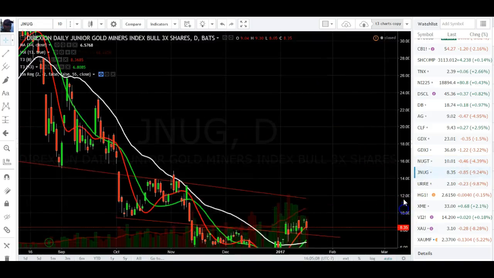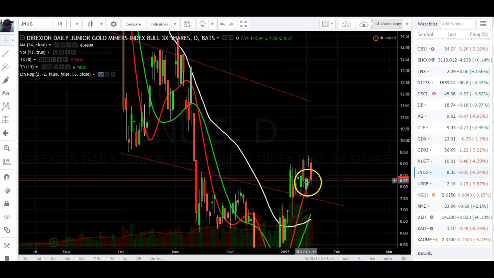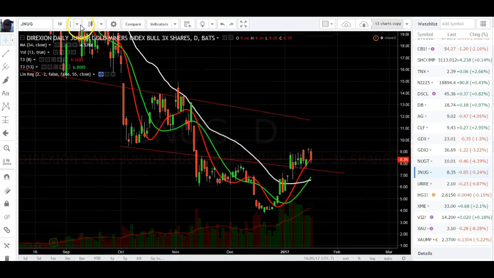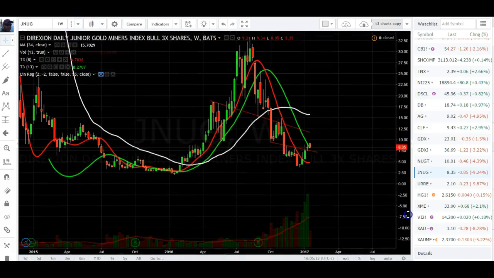JNUG covered the gap and some, and then bounced, came right back up where the gap was. Weekly, you see that pop over the 13. Now it's coming back into support. Hoping it's quick and easy.